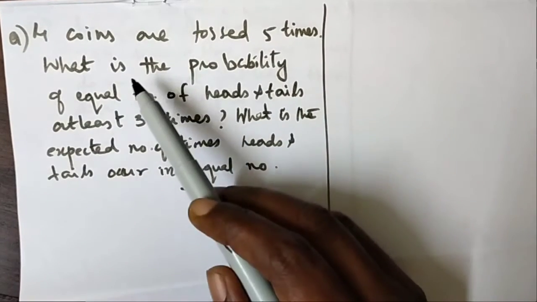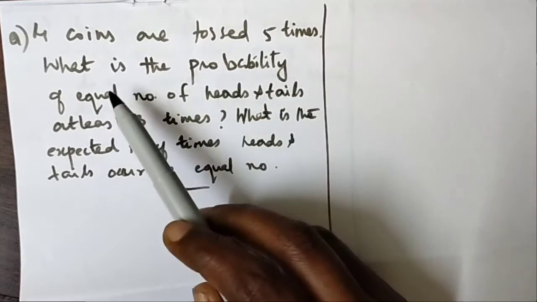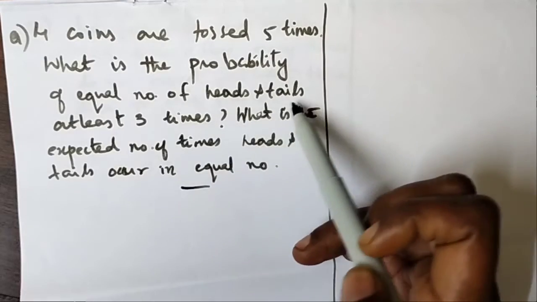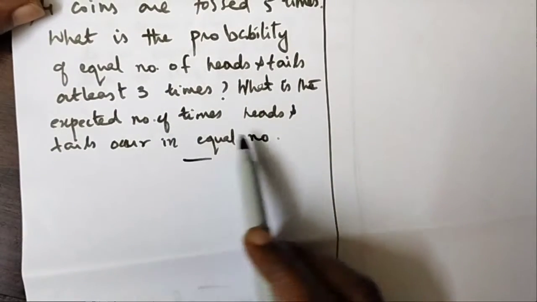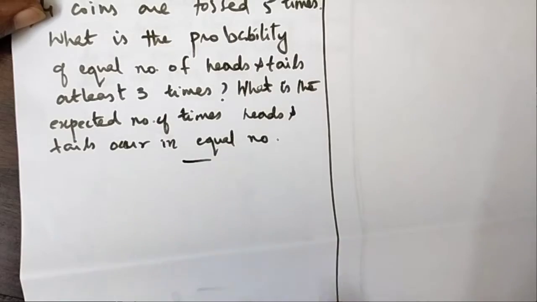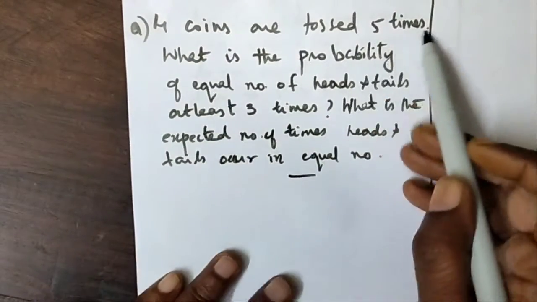So next question. 4 coins are tossed 5 times. What is the probability of equal number of heads and tails at least 3 times? And what is the expected number of times heads and tails occur in equal number? So this is the question. 4 coins are tossed 5 times.